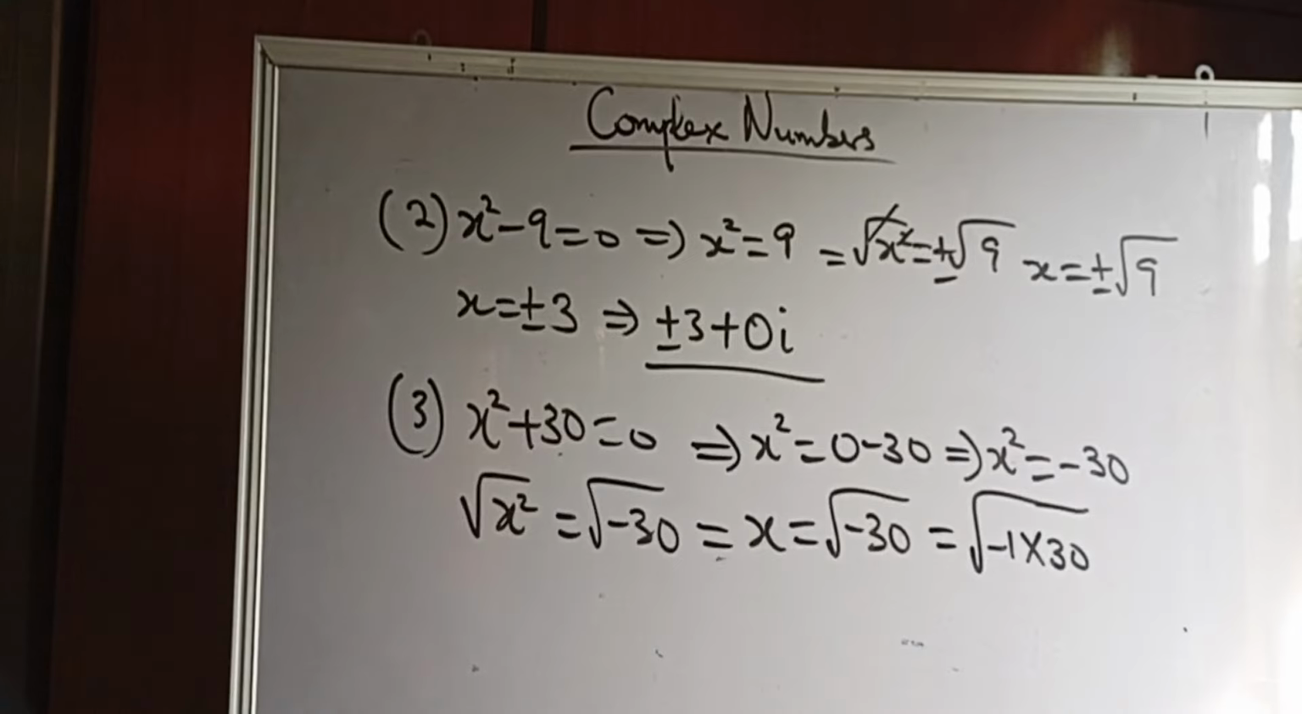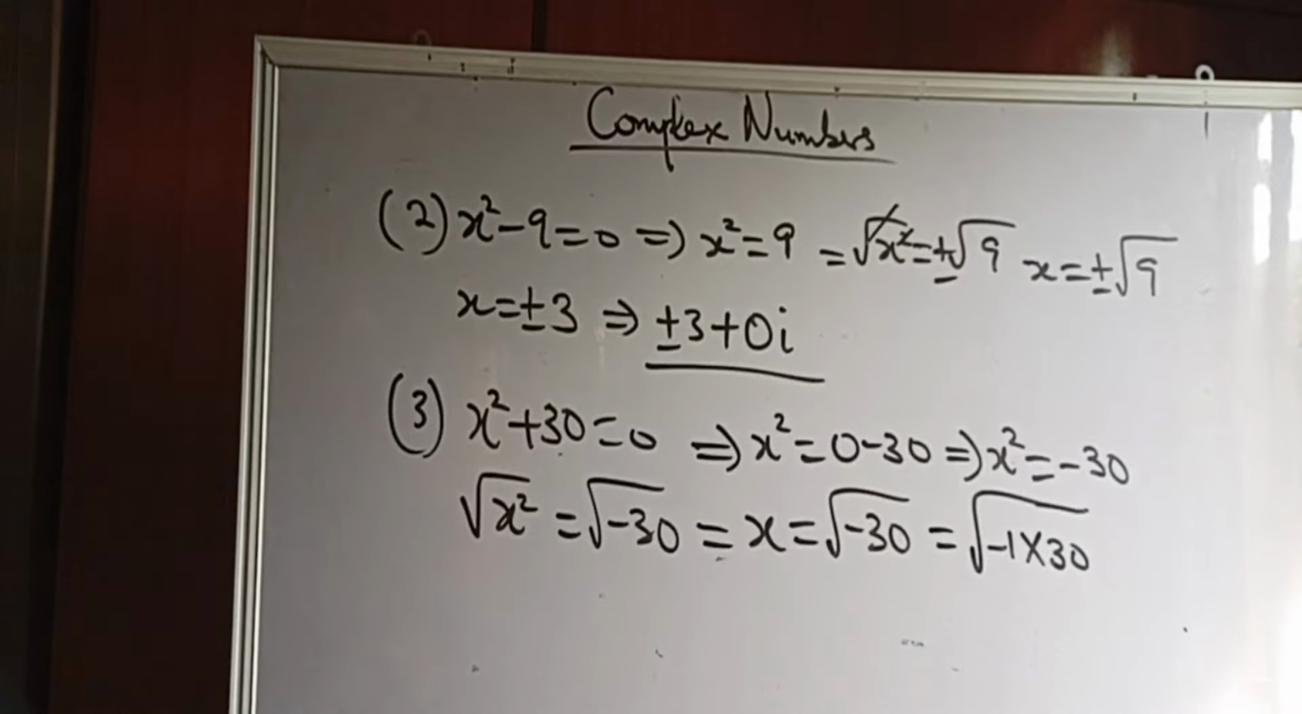So we can now rewrite this again as the square root of minus 1 times the square root of 30. If we split it, you can get it like that. And recall, in complex numbers, the square root of minus 1 is equal to i. Anytime you see the square root of minus 1, you replace it by i.